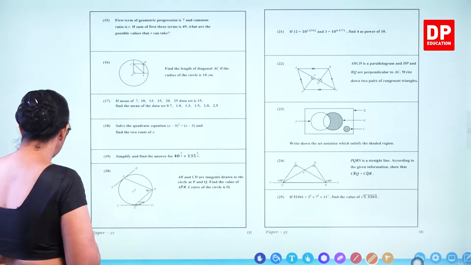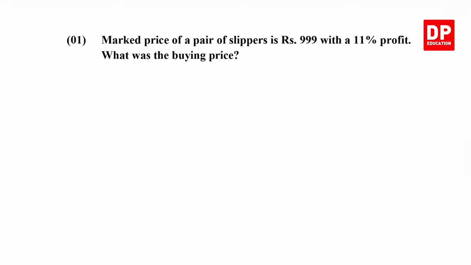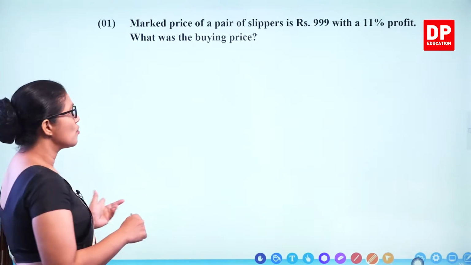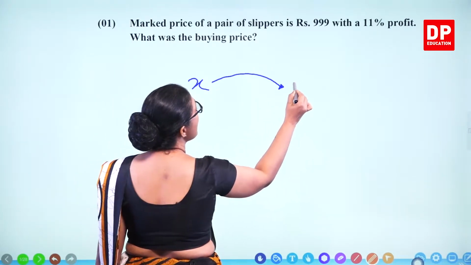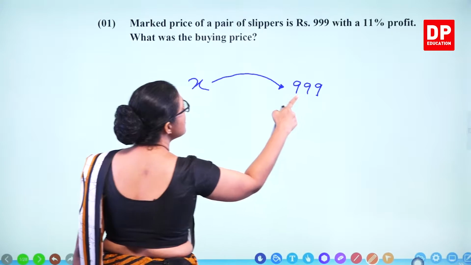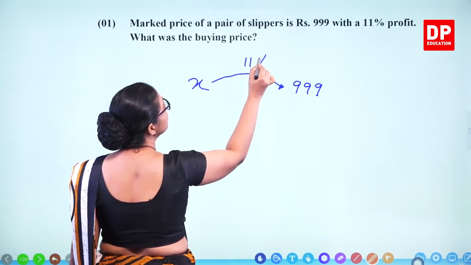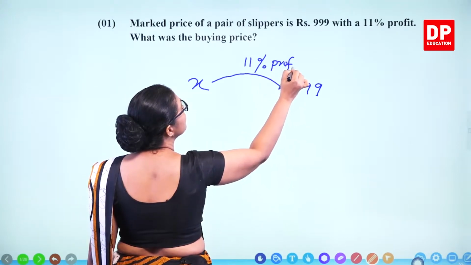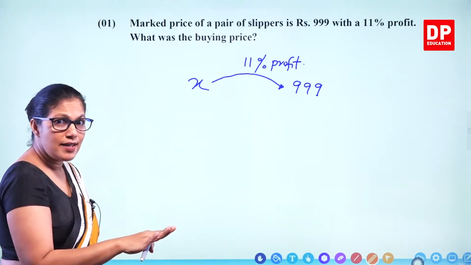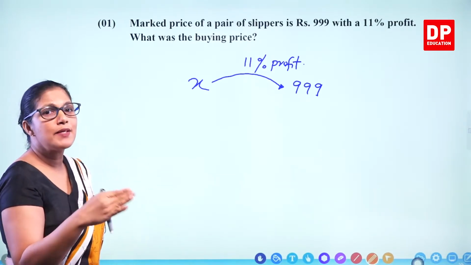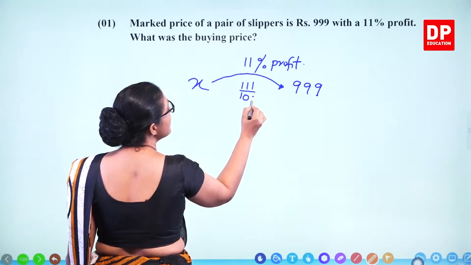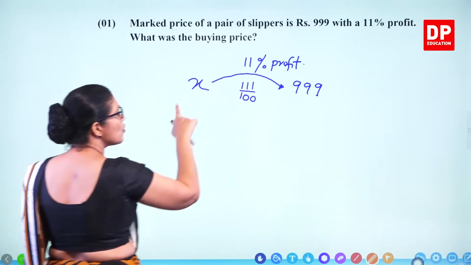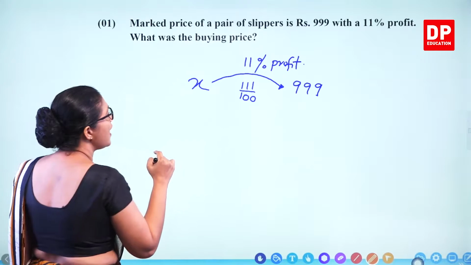Question number 1. The mark price of a pair of slippers is 999 rupees with a 11% profit. What was the buying price? So if X is the buying price, the mark price is 999, which is with a 11% profit. If the price is 100 with the profit 11%, that means 111. So 111 over 100 is the ratio this way. So how do you find X?